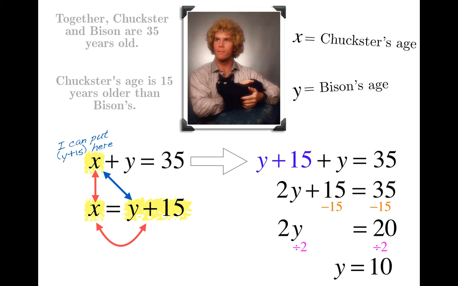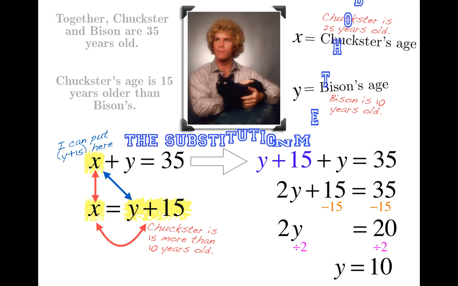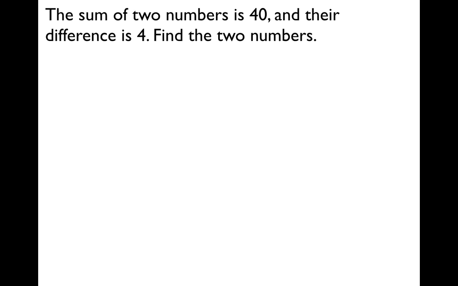So now I have my system of equations solved. I know that Bison is 10 years old. Oh wait, I didn't solve the whole system yet. I need to know how old Chuckster is. So in order to do that, what do I have to do? If Chuckster is 15 more than 10 years old, because y is 10, then Chuckster's 25 years old. So I had to substitute that 10 into my original system of equations to be able to get x and y for this situation. All right, this is called the substitution method. The substitution method means take that x and replace it with y plus 15 so that you can solve for y.